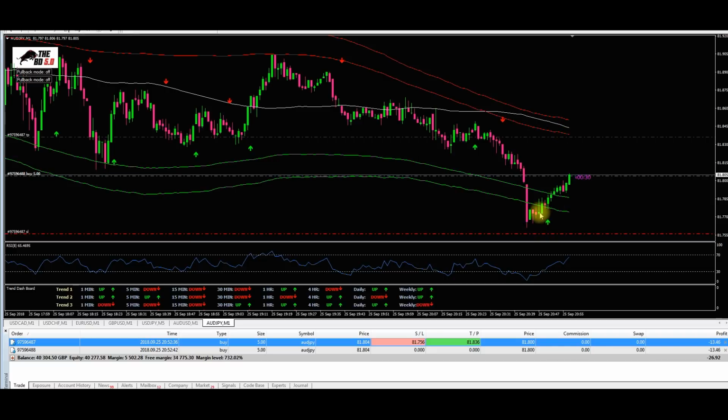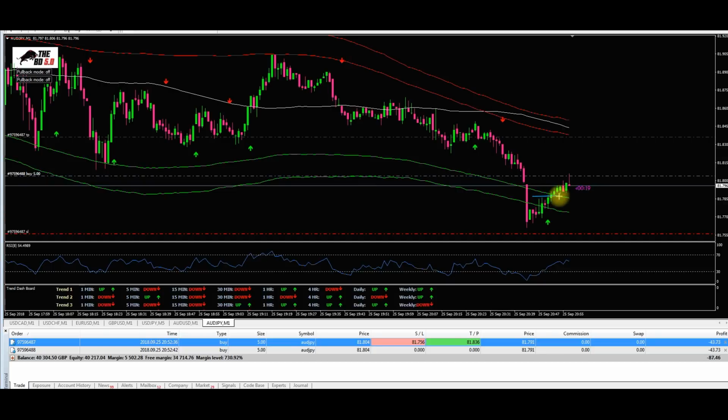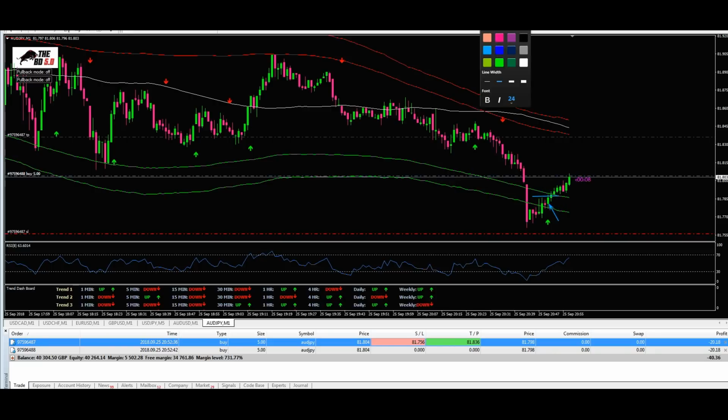Now, I got into this trade a little bit late. I should actually be deep in profit now. I should have got into the trade here at the close of this candle, where the stochastics signal arrow appeared. That's where I should have got into a trade, and if I had done, I would have been nicely into profit.